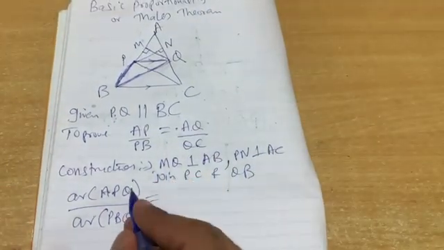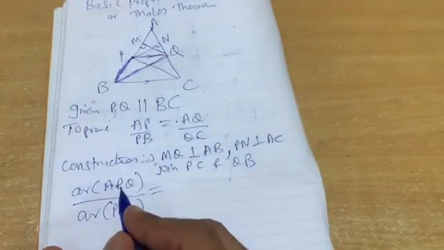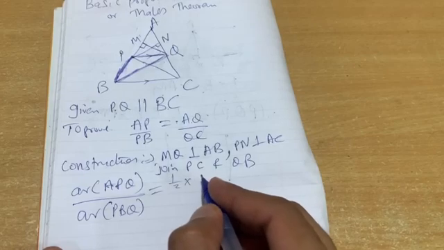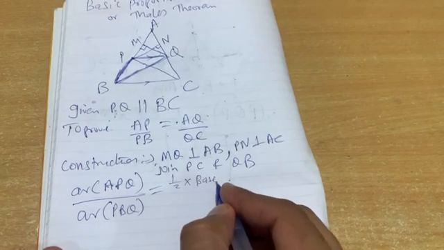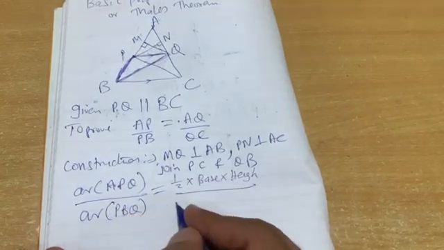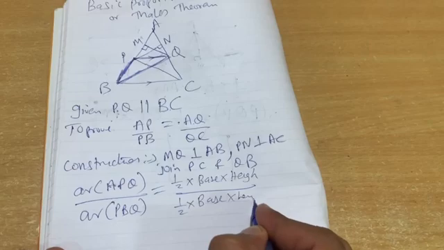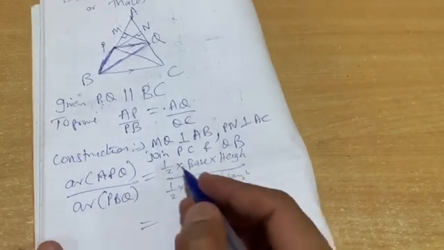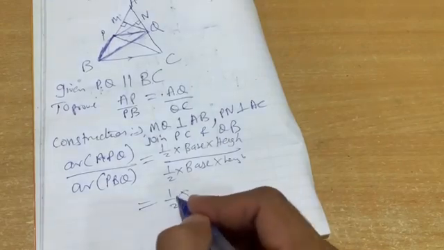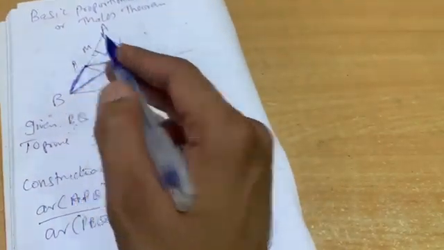So this is APQ. If you want to find the area of APQ, what is it? Half into base into height, right? Formula of triangle. Similarly, area of ABC is half into base into height. If you are not writing this step, directly writing the base and height, just for understanding I have written it. So half. What is the base of APQ?